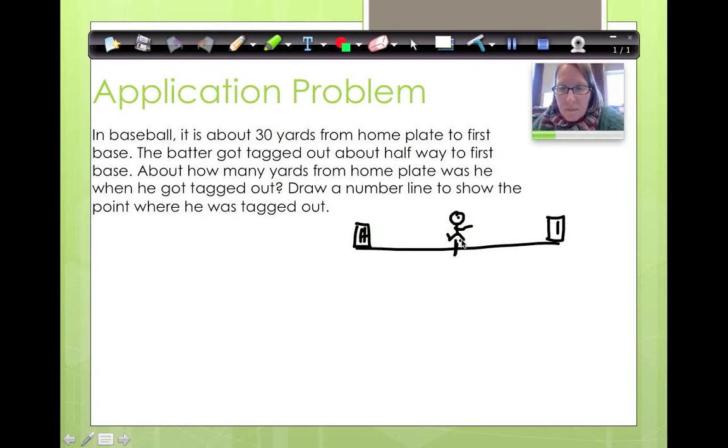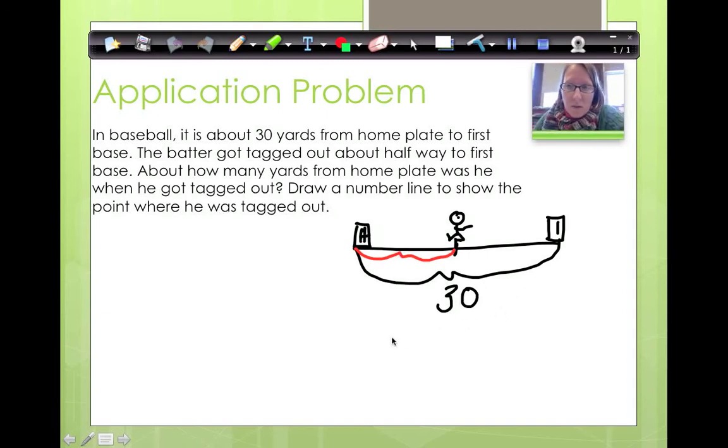Now, so about halfway. Now if it's 30 yards from here to here, I need to figure out what half of 30 is. Okay, so I need to discover what this distance would be, don't I? Okay, but I got to figure out what is half of 30. If you know, that's great, but what if you don't know? This is not exactly a multiplication fact that we would be working on this year. So let's see what we can do to figure it out.